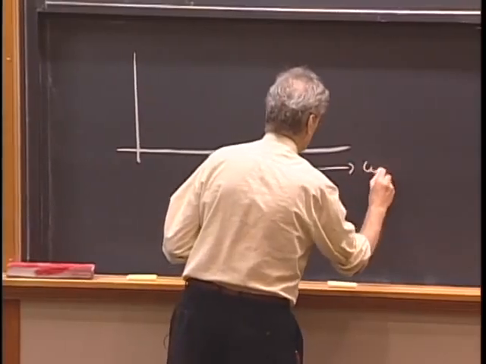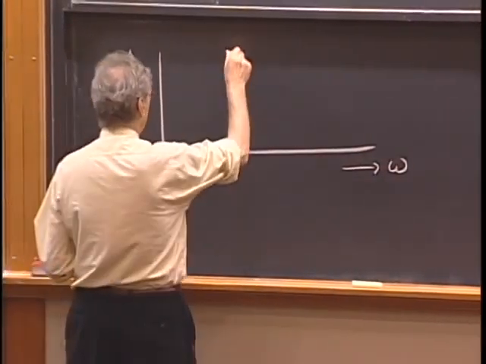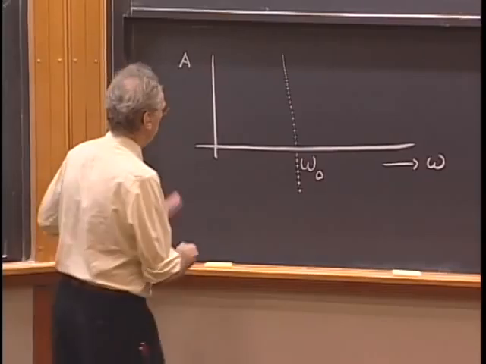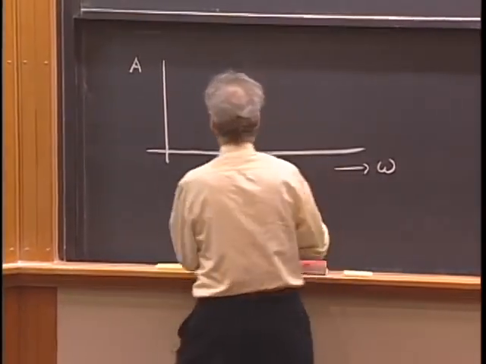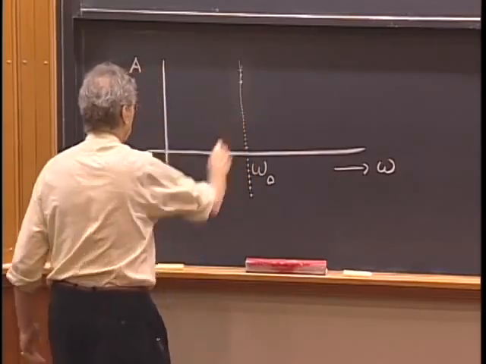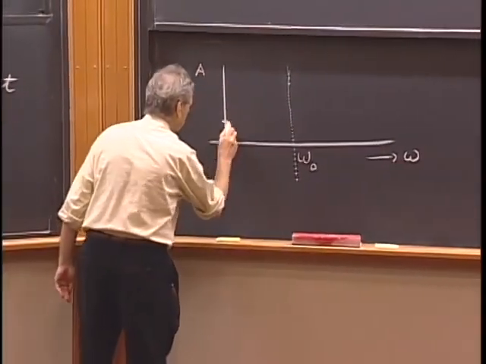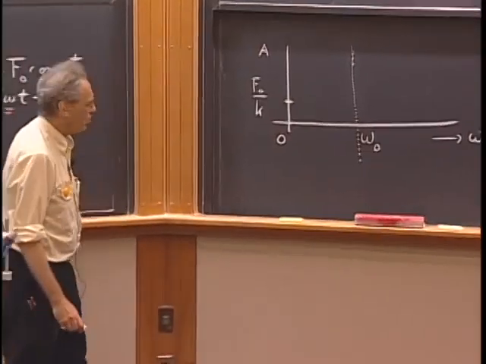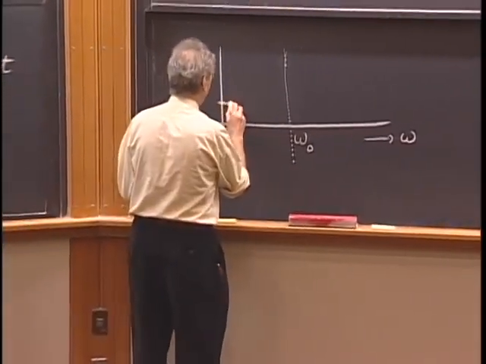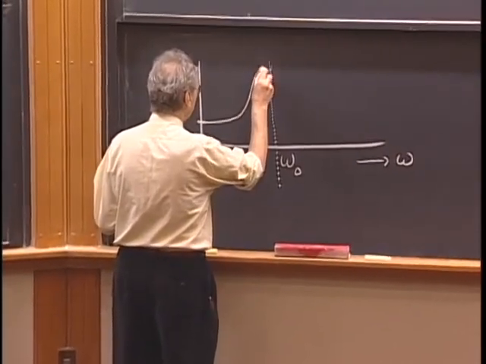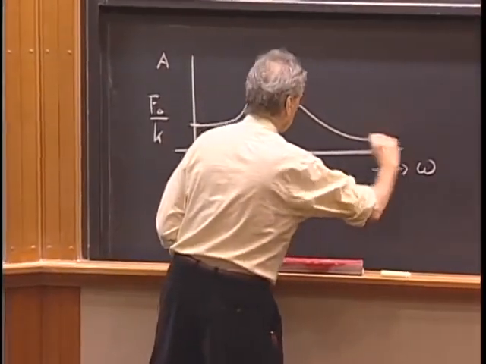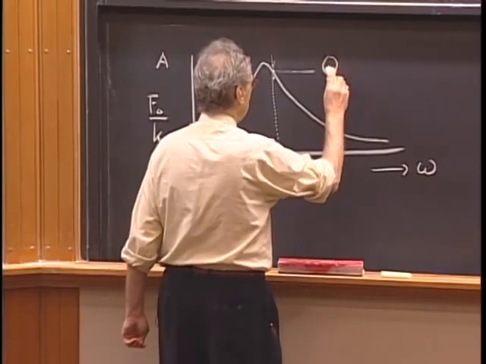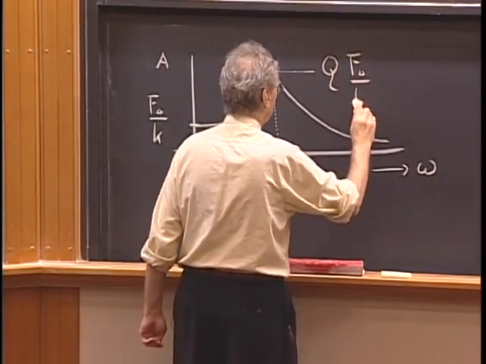So here is omega, and here is A, and let this be the resonance frequency omega 0. I'll make it a little straighter. So you start at very low frequency, if this is 0, you start here with F0 divided by K. We all agree that that was obvious. And then the amplitude will build up, go through a maximum, goes down, and ultimately goes to 0. And at this value, omega 0, this value is Q times F0 divided by K.